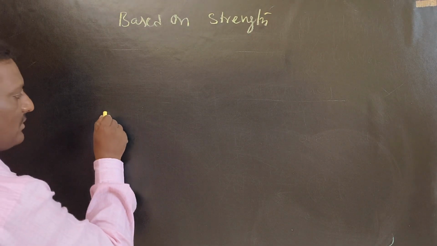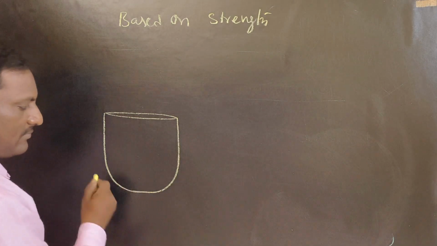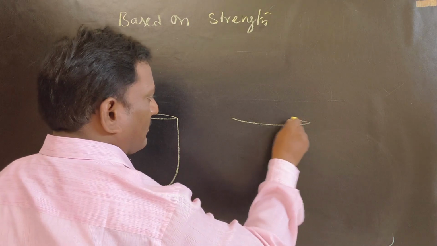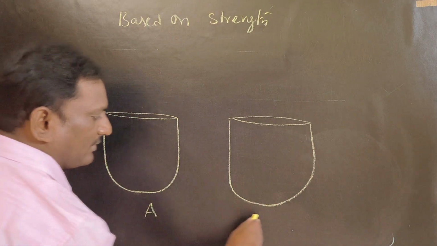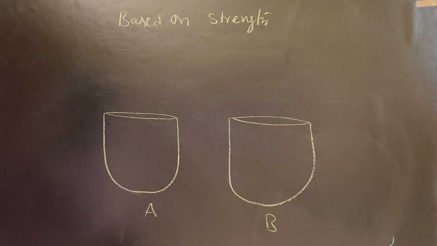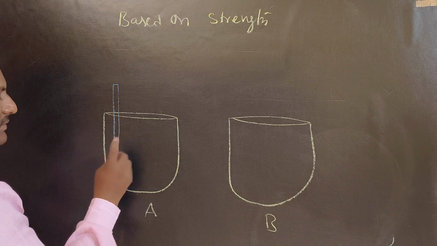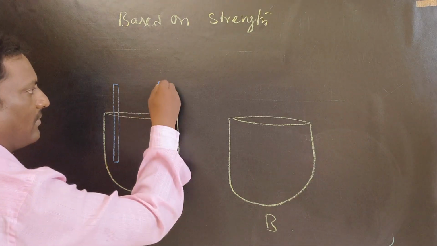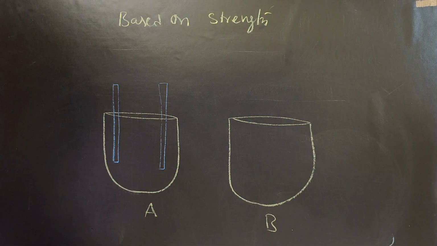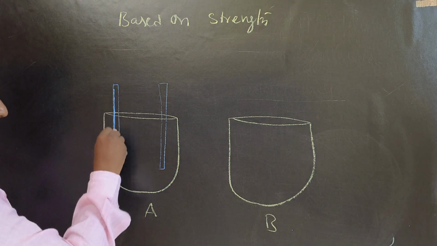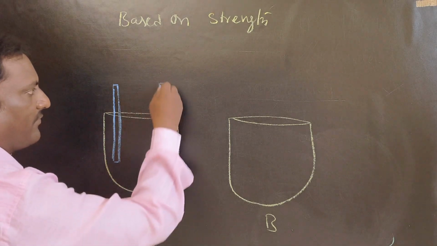So take two beakers, equal length and volume. Let it be A, let it be B. Insert two electrodes made up of graphite.